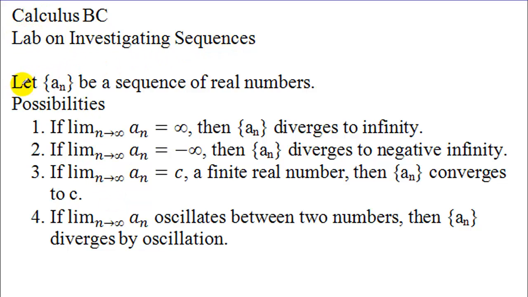Lab on investigating sequences. Let the sequence be a sequence of real numbers. The possibilities: if we take the limit as n approaches infinity, A sub n might approach infinity. Then the sequence diverges to infinity. If the limit is negative infinity, then the sequence diverges to negative infinity, of course. However, if we take the limit as n approaches infinity and it equals some finite real number C, then we say that it converges to C. If the limit as n approaches infinity of A sub n oscillates between two numbers, then we say the sequence diverges by oscillation.